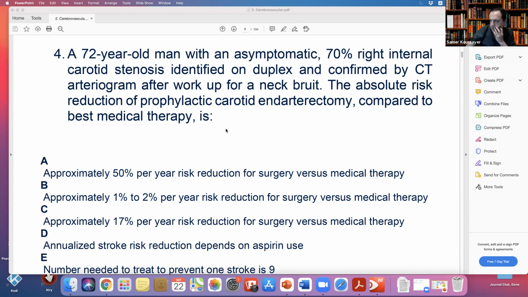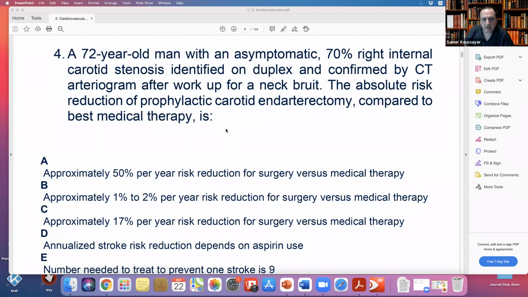Yes, sir. Okay. A 72-year-old man with an asymptomatic 70% right internal carotid artery stenosis identified on duplex and confirmed by CT arteriogram after workup for neck bruit. The absolute risk reduction of prophylactic carotid endarterectomy compared to best medical therapy is. Okay, so we have a 72-year-old. Again, we go asymptomatic. You see all the questions are about asymptomatic. 70% asymptomatic, you found carotid stenosis.